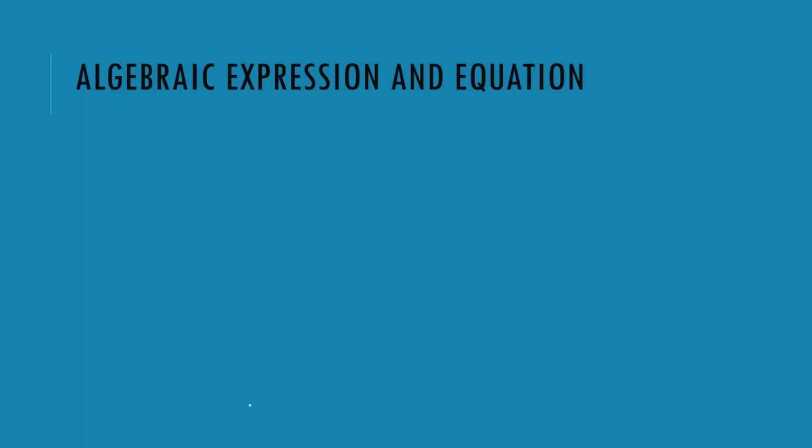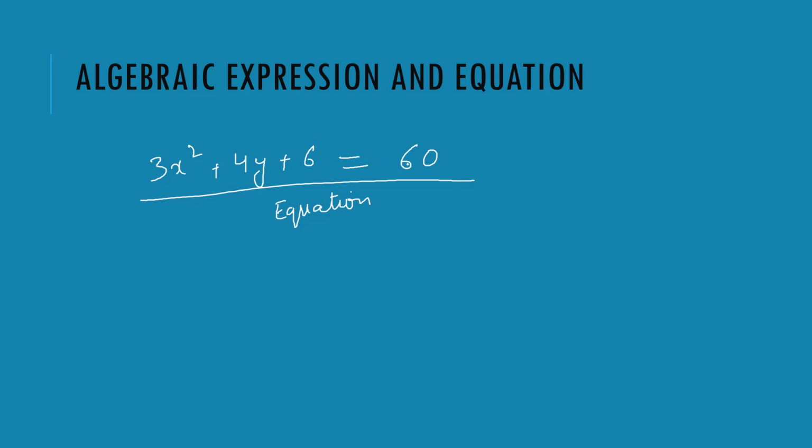Now let's see what algebraic expressions and equations are. You have already seen an algebraic expression. So all this is an algebraic expression. Now what is an equation? If I put an equal to sign and put some number here, then this becomes an equation. So we have equated the value of this. The algebraic expression was this, and once you have put an equal to, it has become an equation.